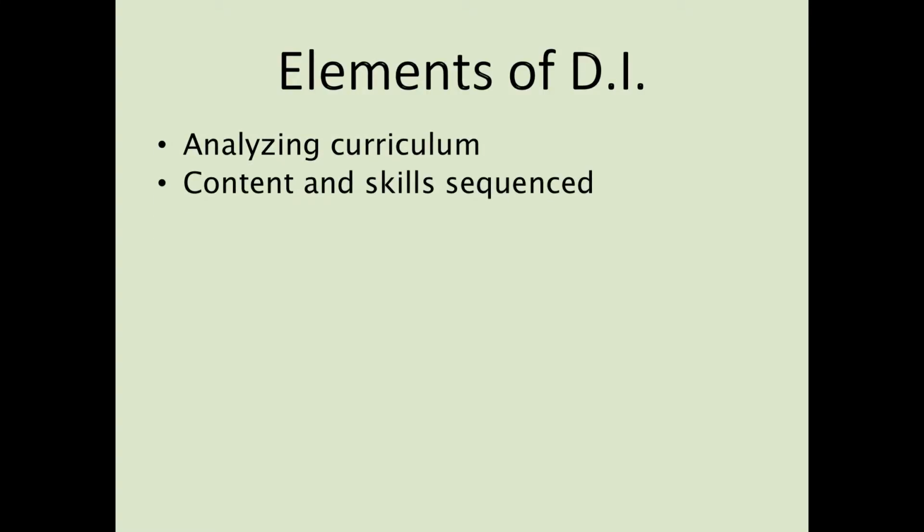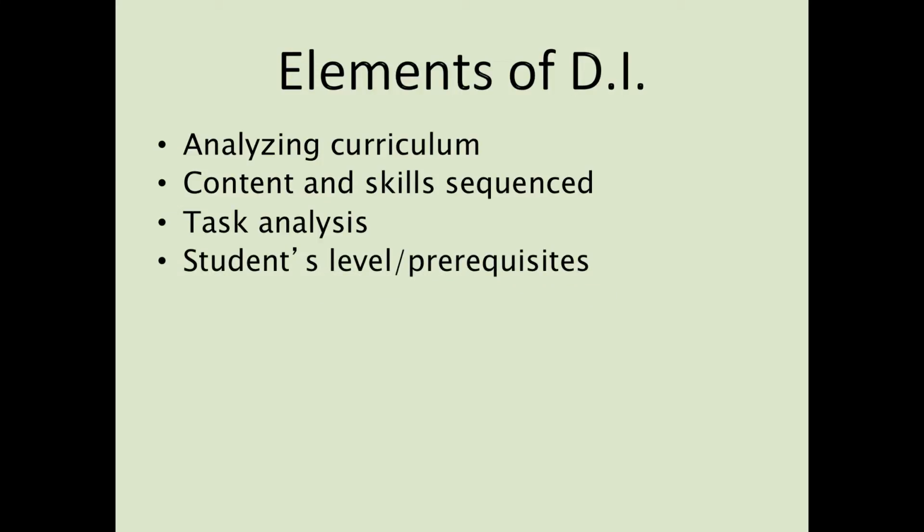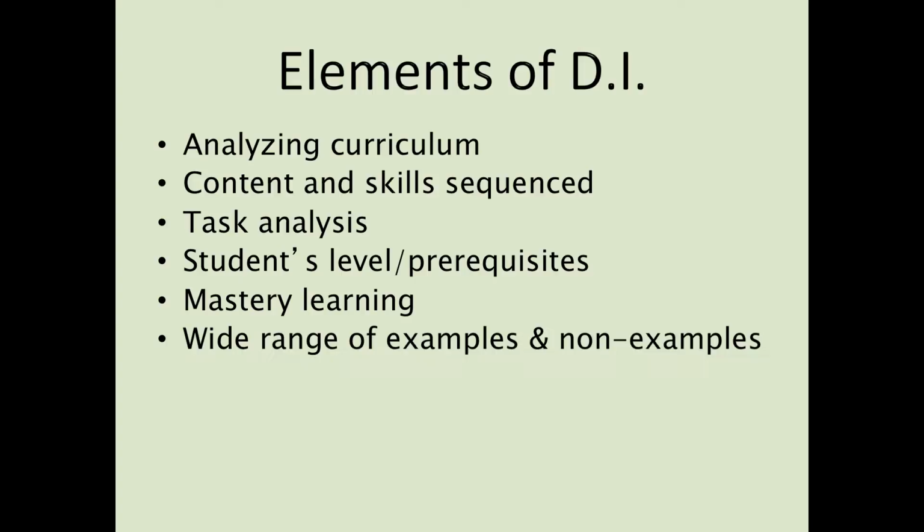When we look at the elements of direct instruction, we first start with analyzing our curriculum. We look at the content and the skills and how they're sequenced. We do a task analysis, breaking down whatever it is that we're teaching into the smallest components possible. We assess students' levels and their prerequisite skills, and we use this when we want mastery learning. To prepare, we bring a wide range of examples and non-examples, and students respond either in unison or by signaling with some signal for us.